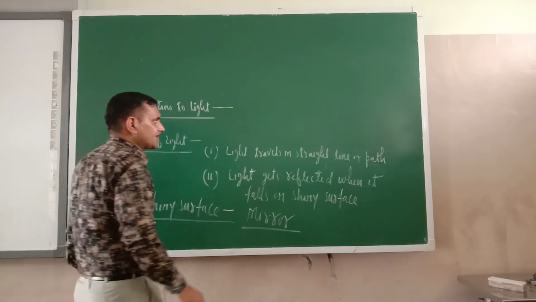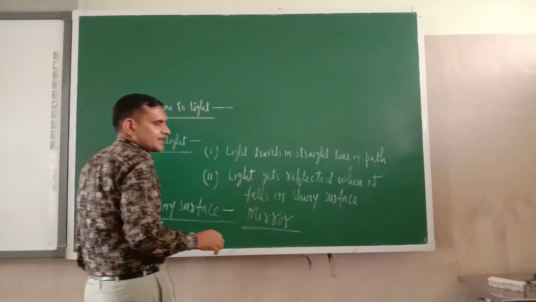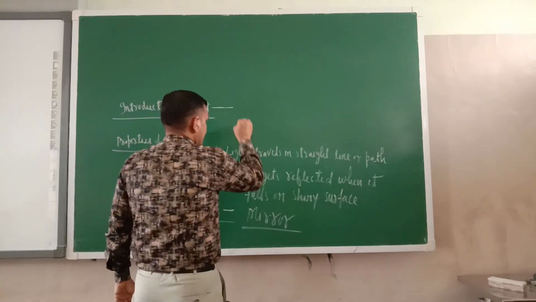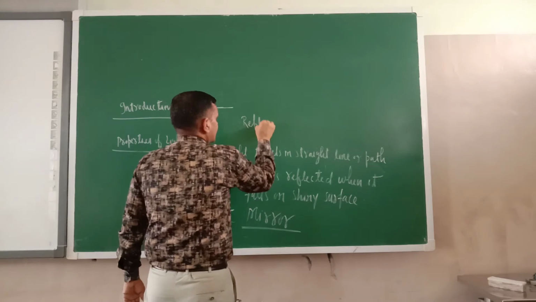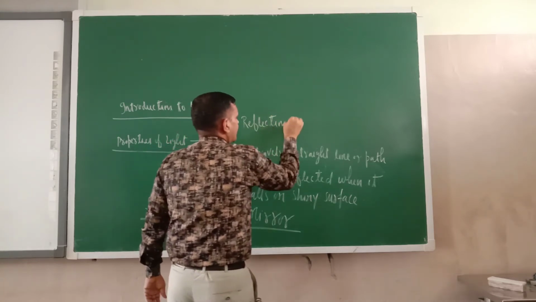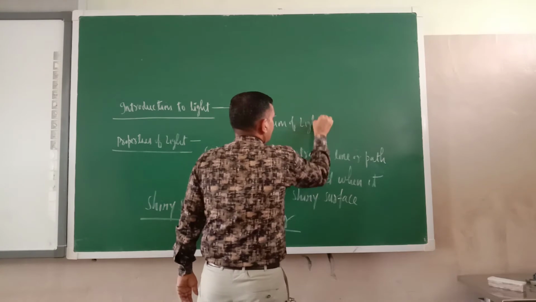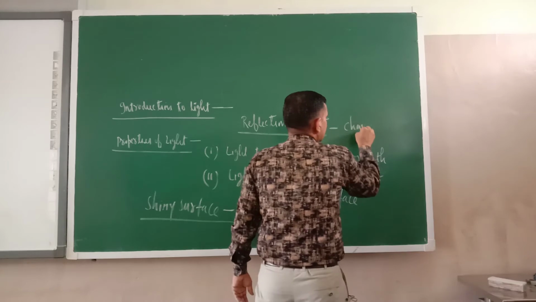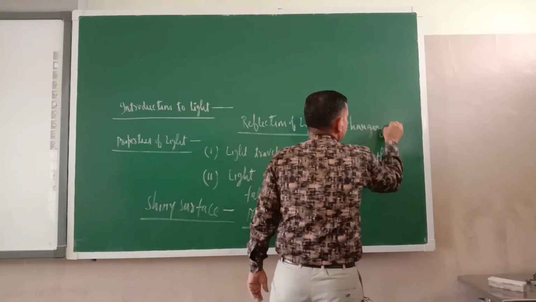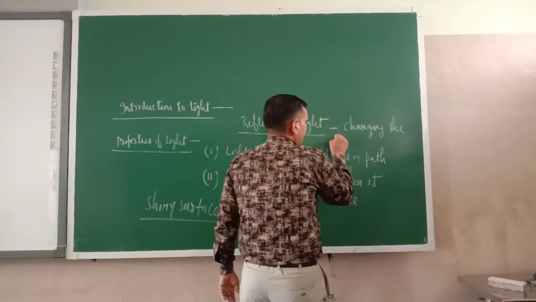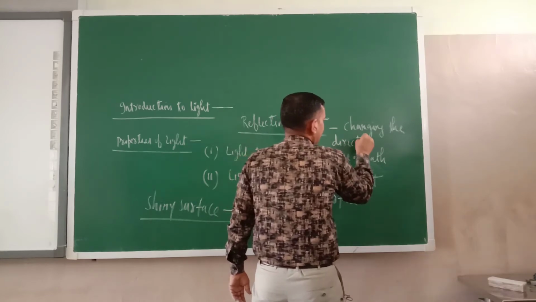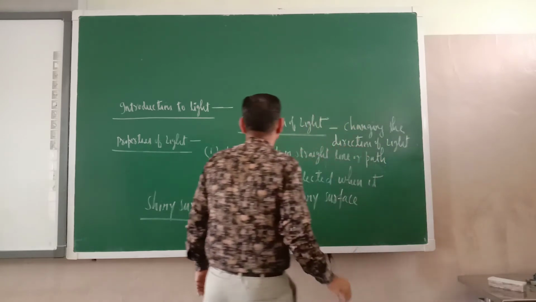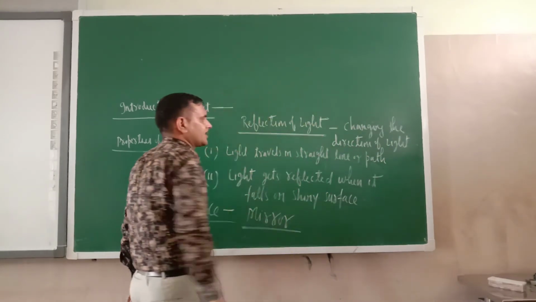What is the meaning of reflection of light? Changing the direction of light. Just see, here you can write reflection of light. What is the meaning of reflection of light? Reflection of light means changing the direction of light. That is only changing the direction of light. That is the meaning of reflection of light.